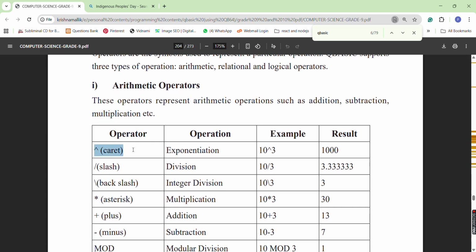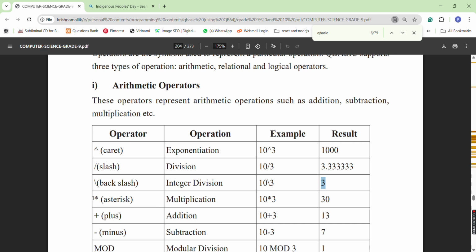This is for finding the power, and that's called the exponential operator, and for that we use this caret symbol. Slash is for division. If we divide 10 by 3, then we get 3.33. Next is the backslash. It is also division, the integer division operator, and it gives us 1. It gives only the integer value. Like when we divide 10 by 3, then we get 3.